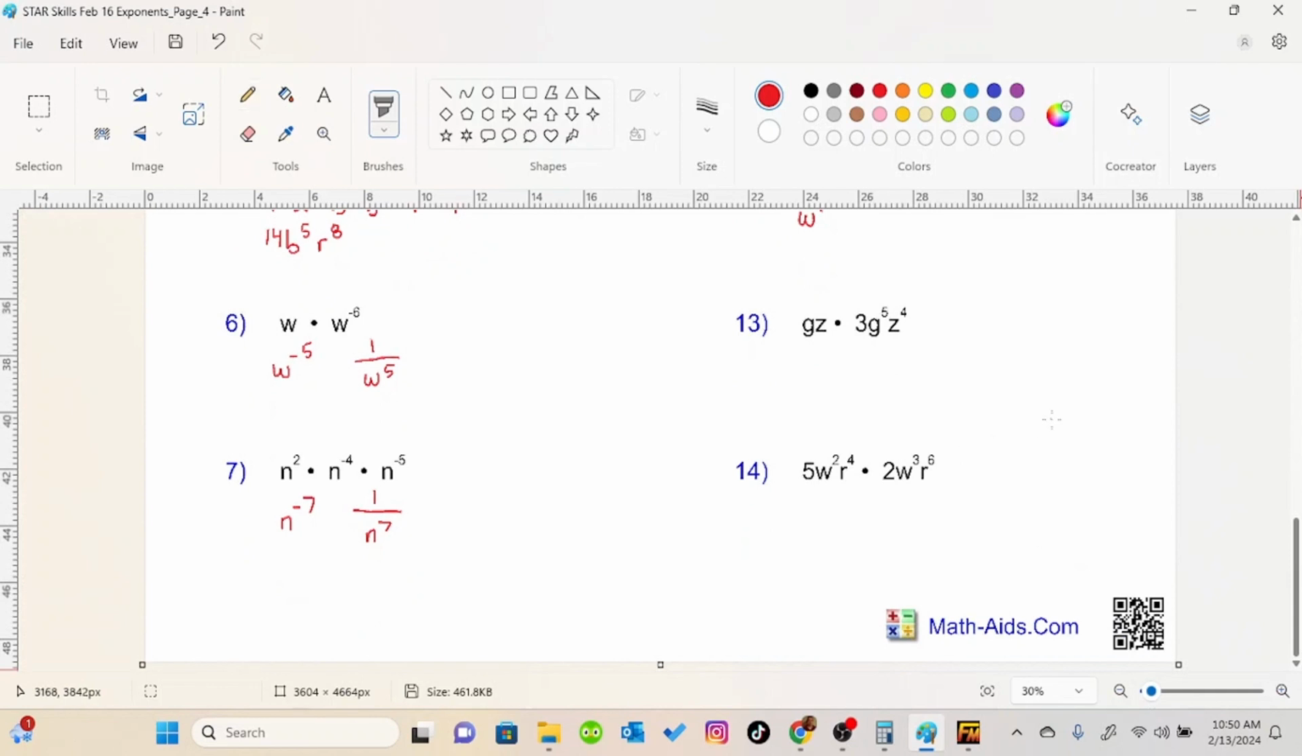Number 13. We have 3. Then we have g times g to the 5th. And we have z times z to the 4th. 1 plus 5 is 6. And 1 plus 4 is 5. So we have 3 times g to the power of 6 times z to the power of 5.